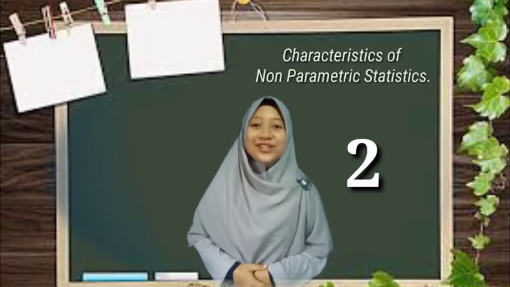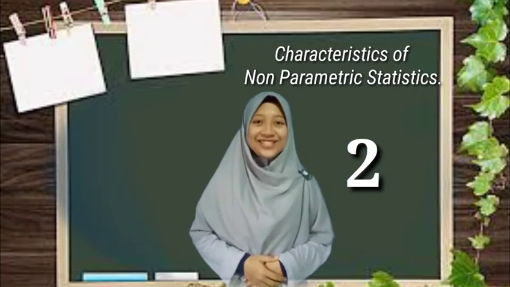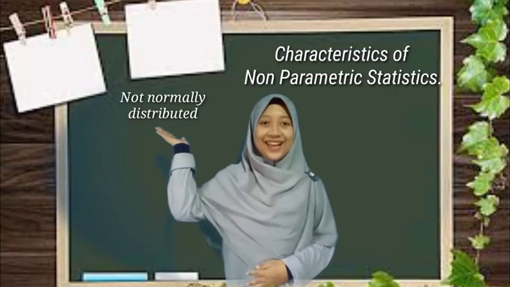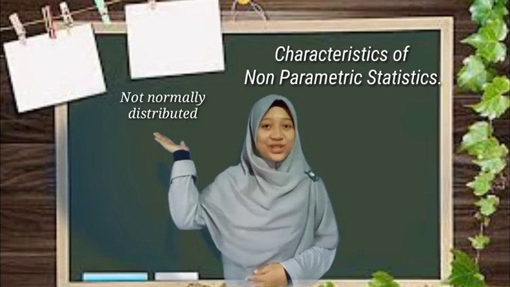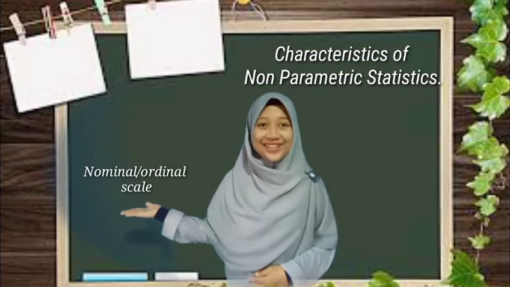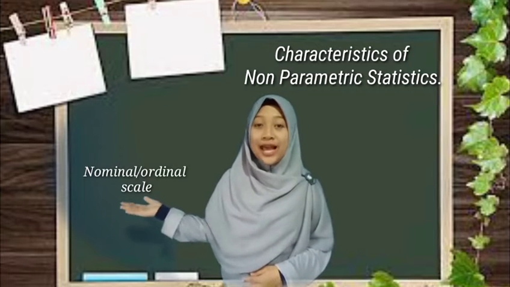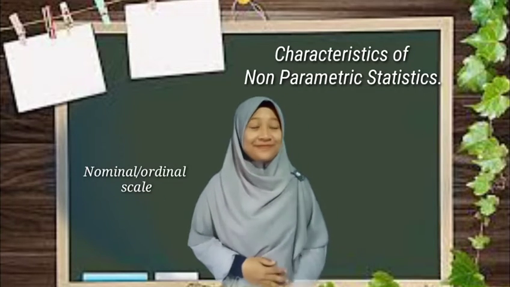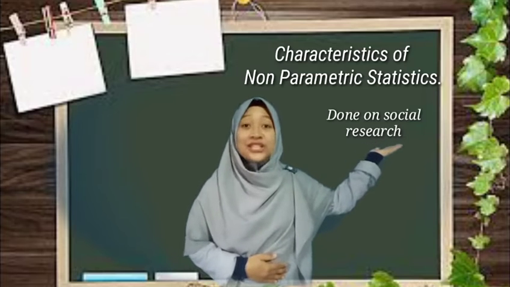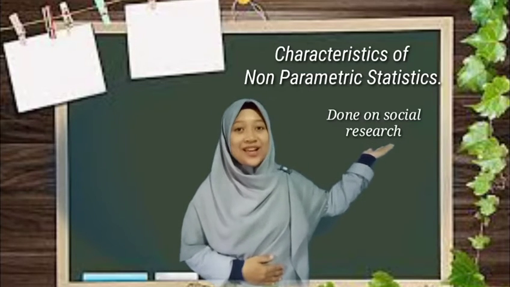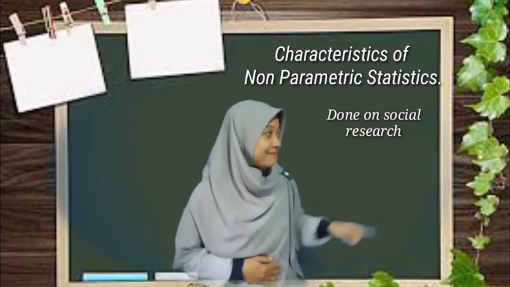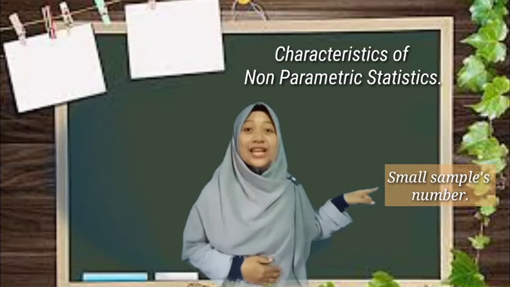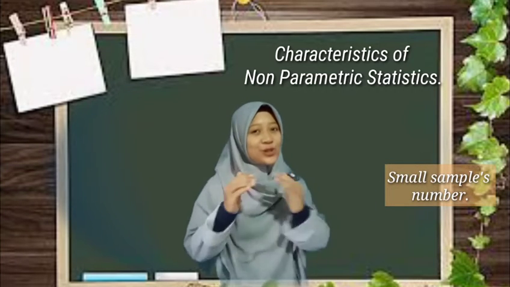Second, the characteristics of non-parametric statistics. Data not normally distributed. Generally, it uses nominal and ordinal data scales. Generally, done on social research. Generally, the number of the sample is small.